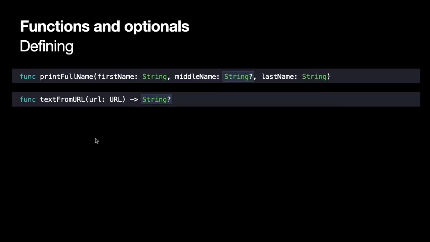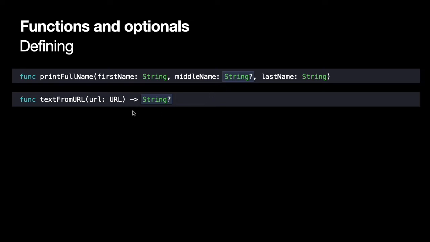Here's how we can do function declarations using optionals. In this case, we're printing a full name, and we assume that everybody has a first name and everybody has a last name, so those parameters are non-optional strings. However, some people don't have middle names, so we make the middle name an optional string, and then our function in its implementation, depending on whether middle name has a string value or a nil value, can print out an appropriate full name.